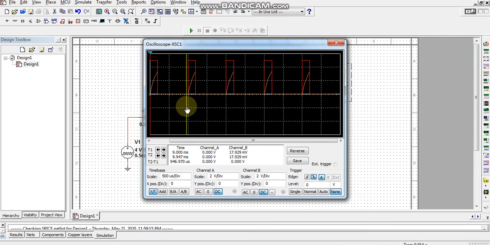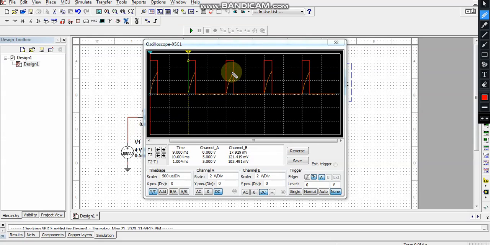I will just measure the output, from this point to this point, what is the T? It was designed for 1 kilohertz, so you have T equals 1 millisecond. You can see T2 minus T1 as 1 millisecond. And you have the charging of the capacitor, which you can observe here.